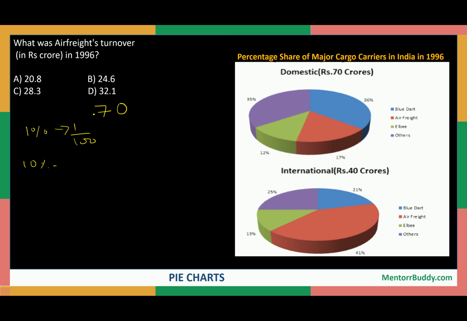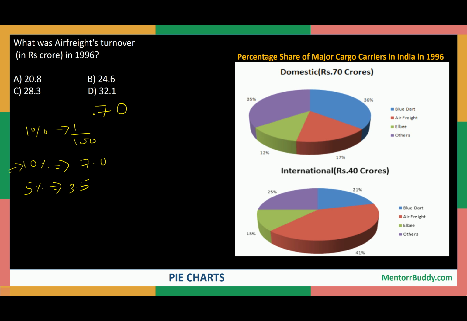10% of it will be how much? We just place the decimal point one place to the left, which gives 7.0, so 7 is 10% of 70. If we know 10%, we can easily say 20%, 30%, 40%, 50%. Similarly, 5% of anything is just half of 10%, so 3.5 is 5% of 70.